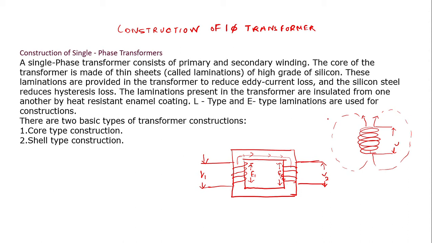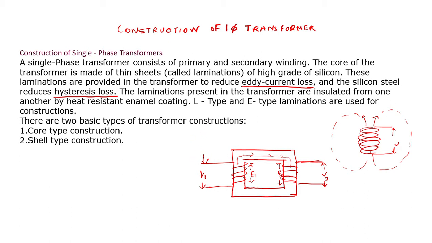Now these laminations are provided to reduce eddy current, and the silicon steel, which is provided as the core, is used to reduce the hysteresis loss. So there are two kinds of losses involved: one is the eddy current loss, another one is the hysteresis loss. Right? The laminations present in the transformer are insulated.